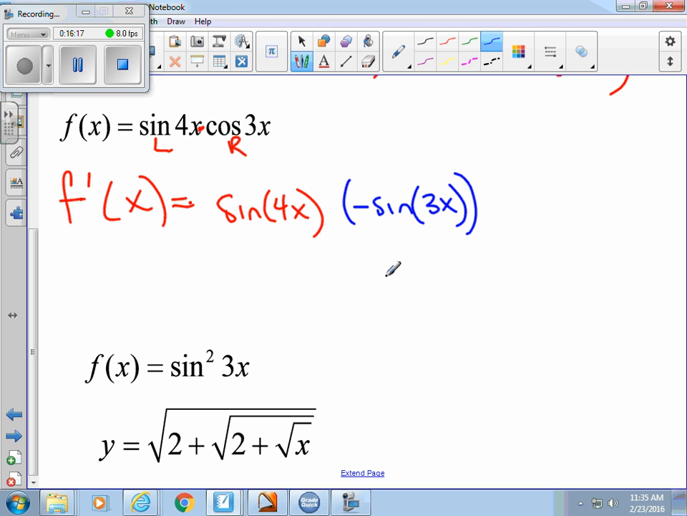Was that sine of x that we just took the derivative of, or cosine of x? No, it wasn't. It was 3x. It was inside. Chain rule. There was an inside. If there's an inside and it's not just an x, you always have to multiply by the derivative of the inside. This is a product rule, but the D right had a chain rule.